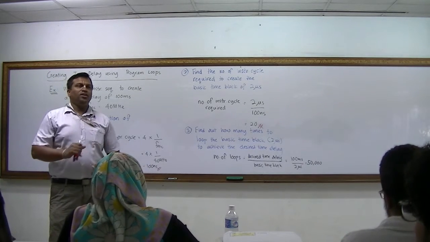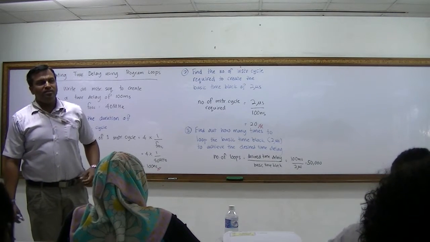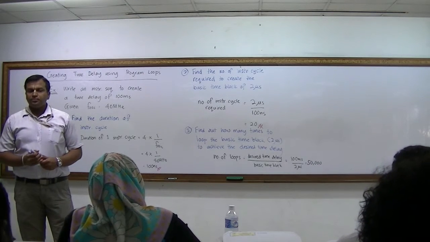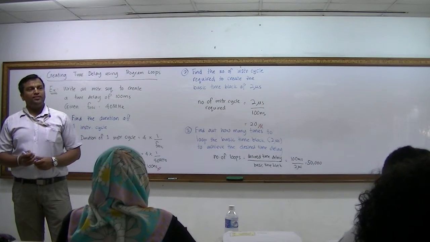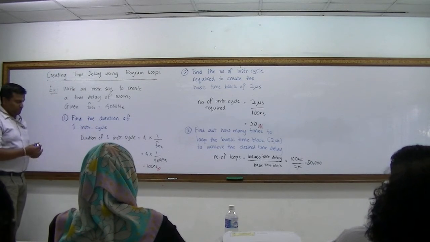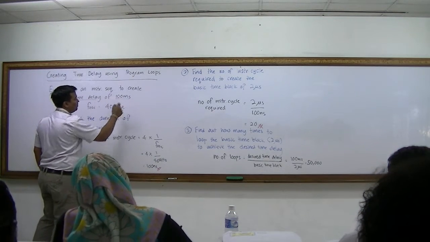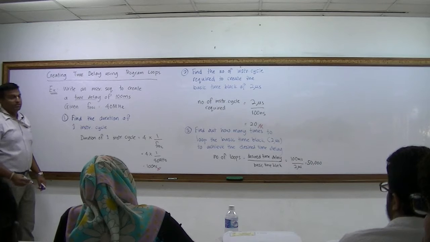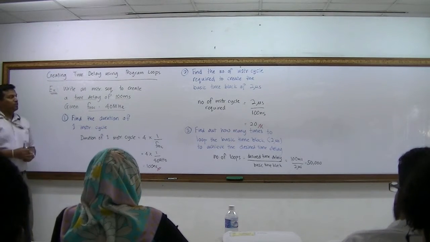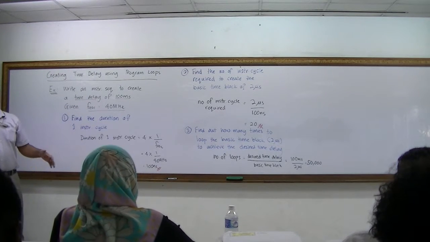So we are continuing on creating time delay using program loops. Yesterday we already saw one example of how to create a time delay. Today we're going to continue with the example, similar to yesterday, but now we have a longer duration of time delay. The frequency given is the same. Here I have broken down the steps of how you create the time delay.